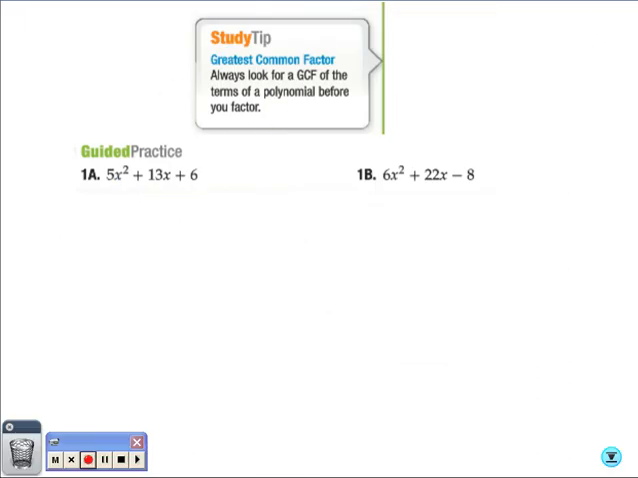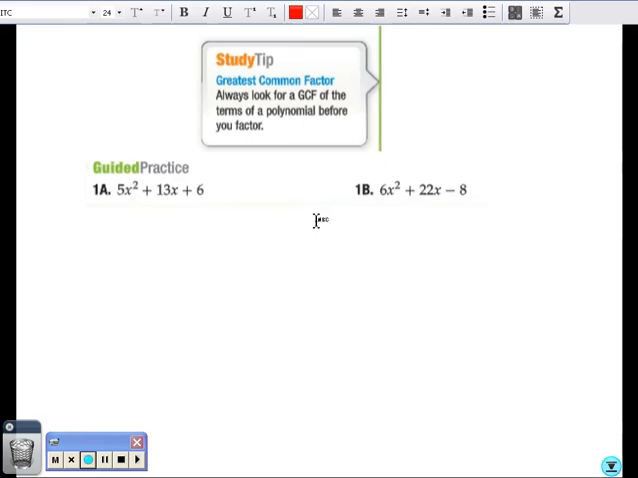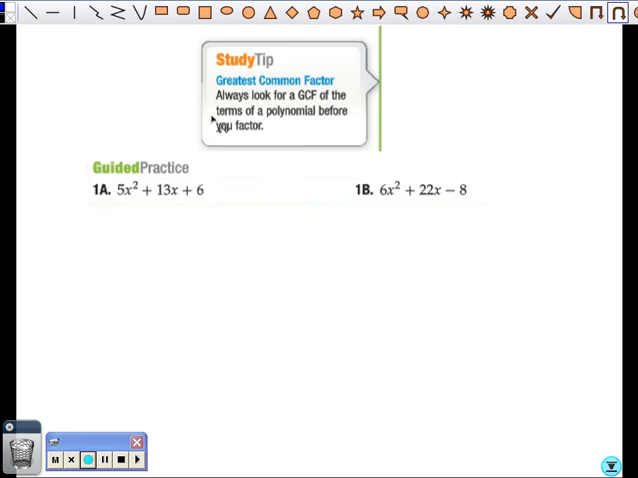Alright, let's take a look. So, study tip, just a reminder, always check to see, can I look for a GCF? Is there a GCF? So let's do these together. We'll do them out loud. Is there a GCF between 5x squared plus 13x plus 6? Well, is there? No, I couldn't find one either. So the first thing we're going to do is, yeah, you guessed it.